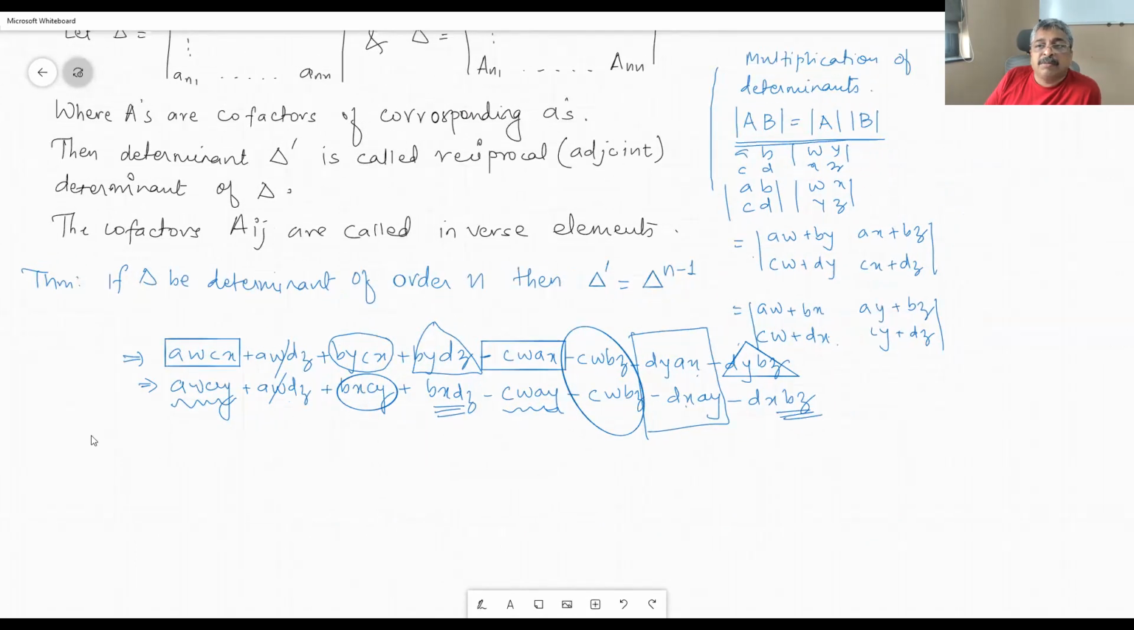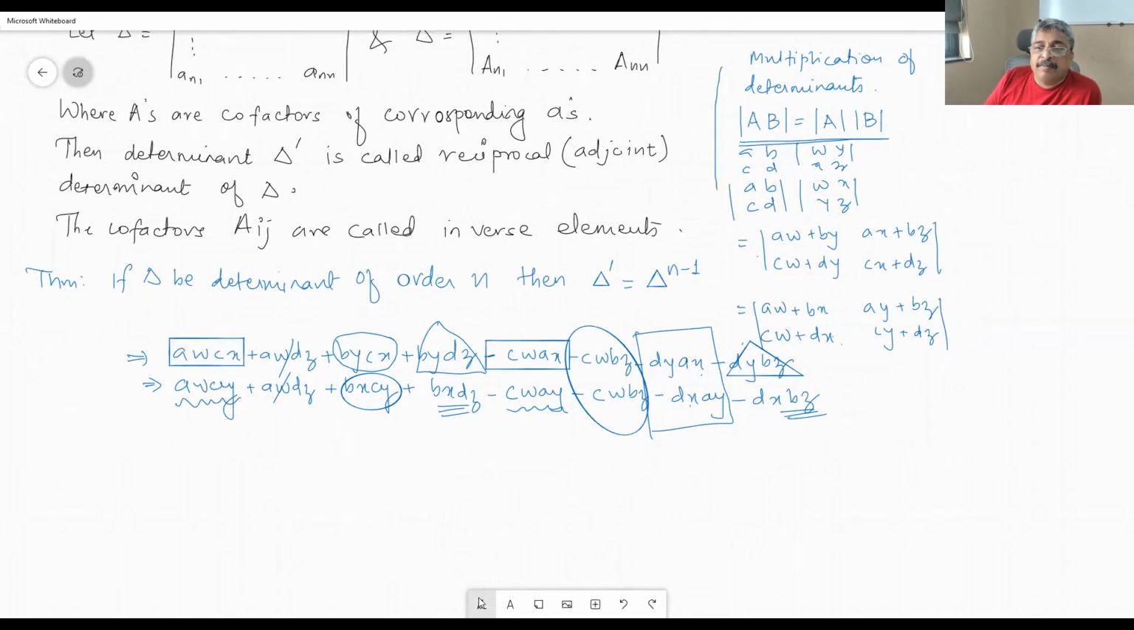So two determinants can be multiplied like matrix multiplication, row into column, or you can do it by row into row. That means you can do it by column into column also. So we have demonstrated here, if we take 2 by 2 determinants, row into row and column into column multiplication turns out to be exactly the same. So using this property of multiplication, you can prove this theorem very quickly.